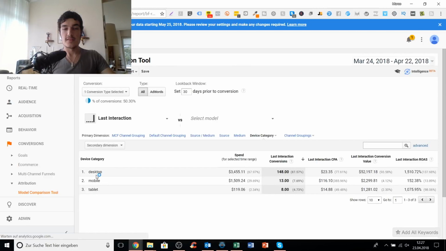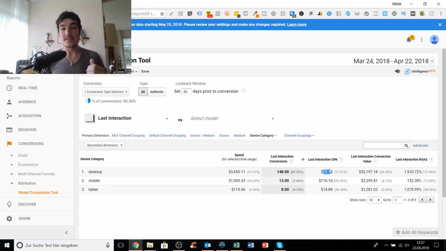If we now look at the device platform or device category instead of the different traffic sources, we will see a similar pattern. The last interaction return on ad spend for desktop was over 1,500%, while mobile was only a tenth of that with 152. At the same time, the last interaction CPA or cost per acquisition was way lower with desktop. And this really showed me that desktop is much more profitable and much more useful as a last interaction device than mobile.